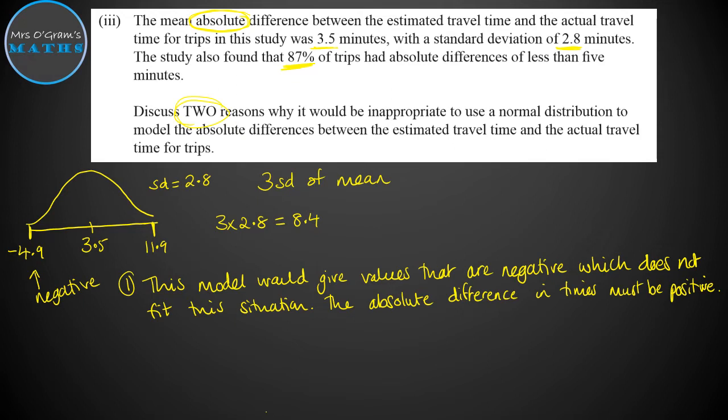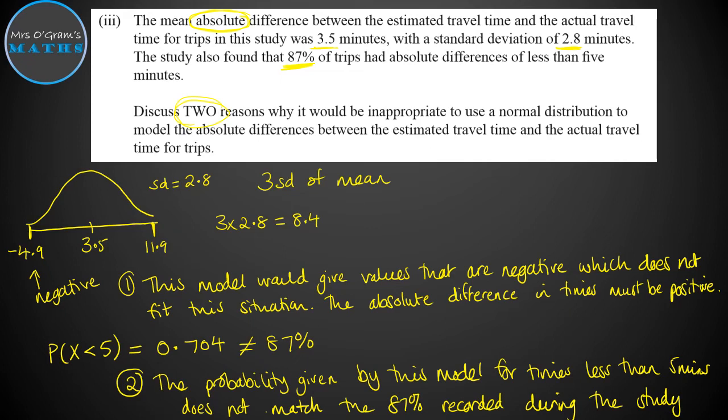So we can do that by checking the probability. This is saying 87% of trips have absolute differences of less than 5 minutes. So we can find out what's the probability of less than 5 on our model. Now working that out on the normal distribution, again using your calculator, go check the other videos if you can't remember how to do normal distribution on your graphics calculator. That gives us 0.004, which does not match the 87% that was recorded in the study. So there's reason number 2, that the probability that's spat out by this model is not the same as what was recorded in the study.